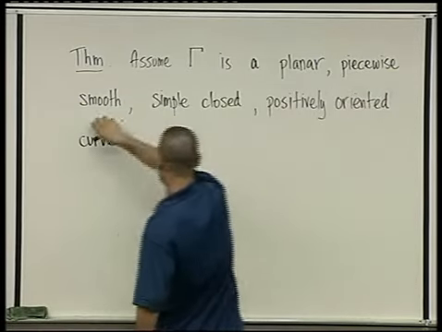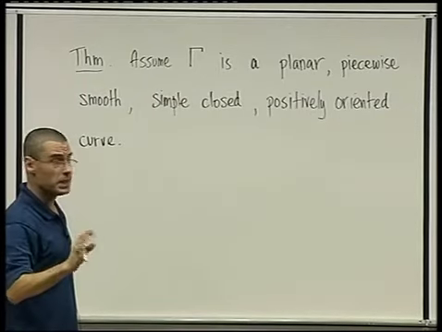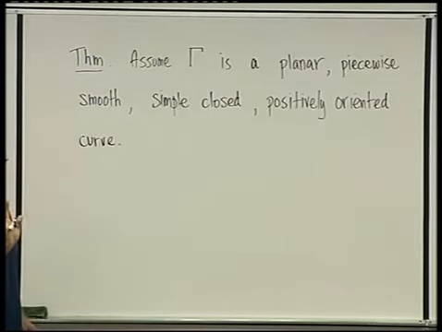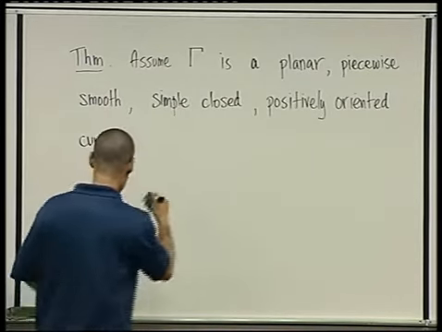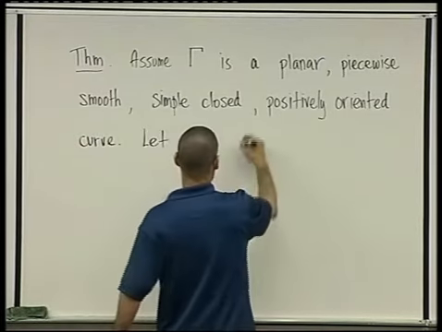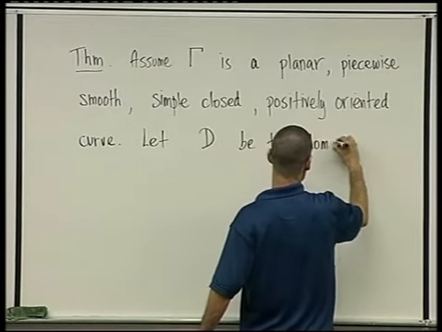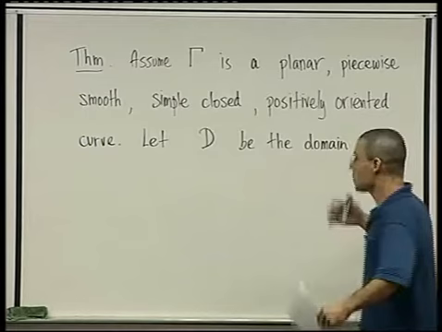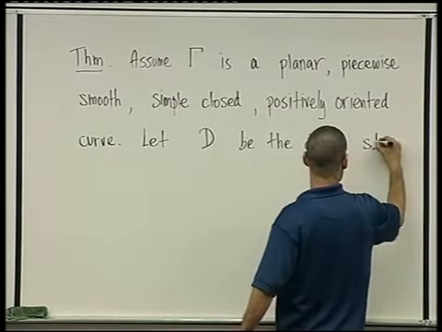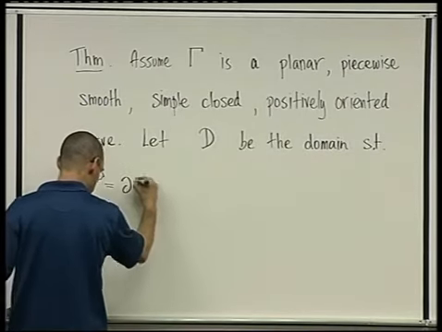Planar, piecewise smooth, simple, closed, positively oriented. We'll explain all these words in a minute, but to make life simple, just assume gamma is a curve. Okay, gamma is a curve. And let D be the domain enclosed by gamma. So D is the domain such that gamma is precisely the boundary of D.